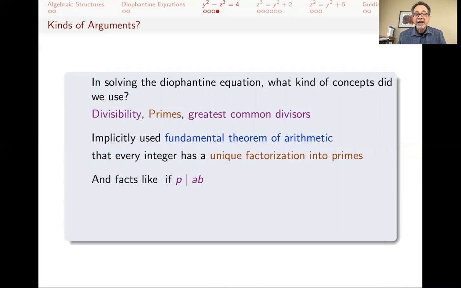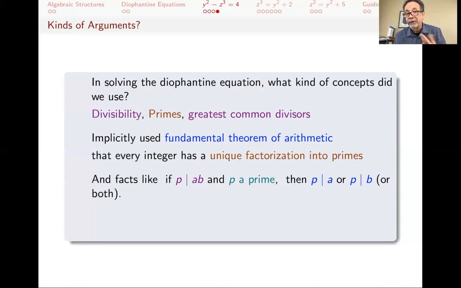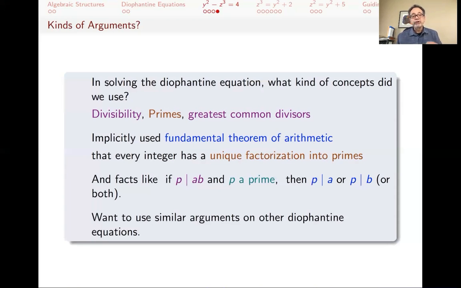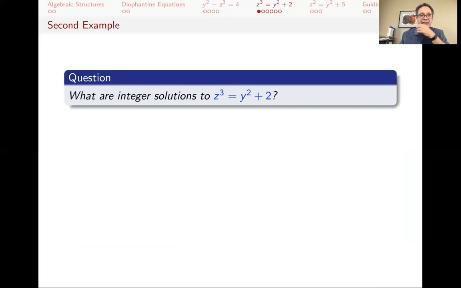We also used facts like if a prime divides a product, then it has to divide one or the other, or both, but not both if the greatest common divisor is 1. We want to be able to use similar arguments on other Diophantine equations. Our second example is very similar to the first example: z cubed equals y squared plus 2. Are there any integer solutions?